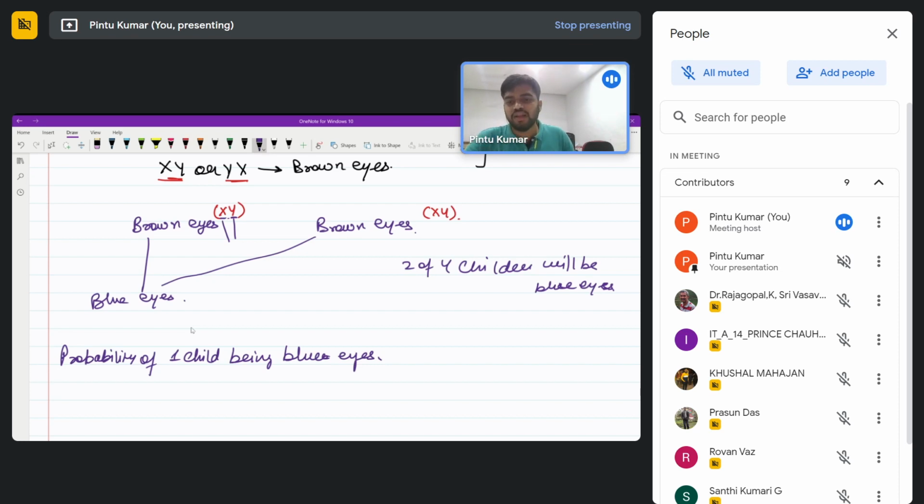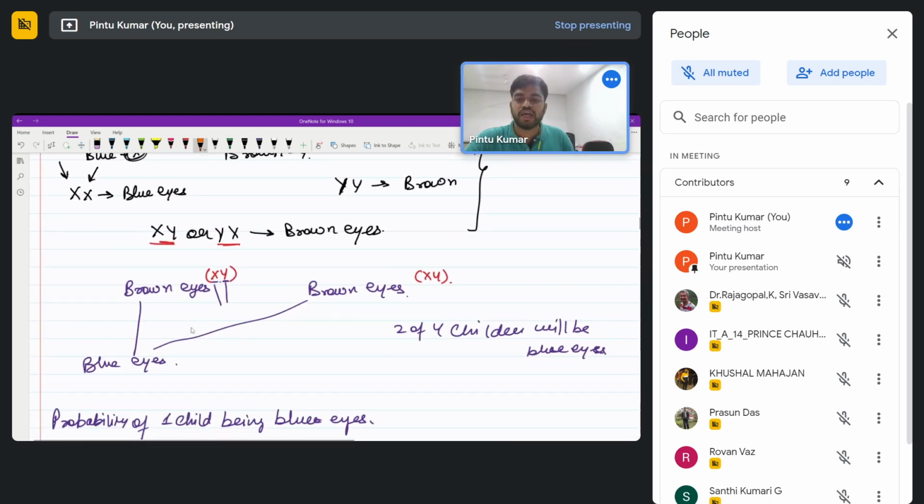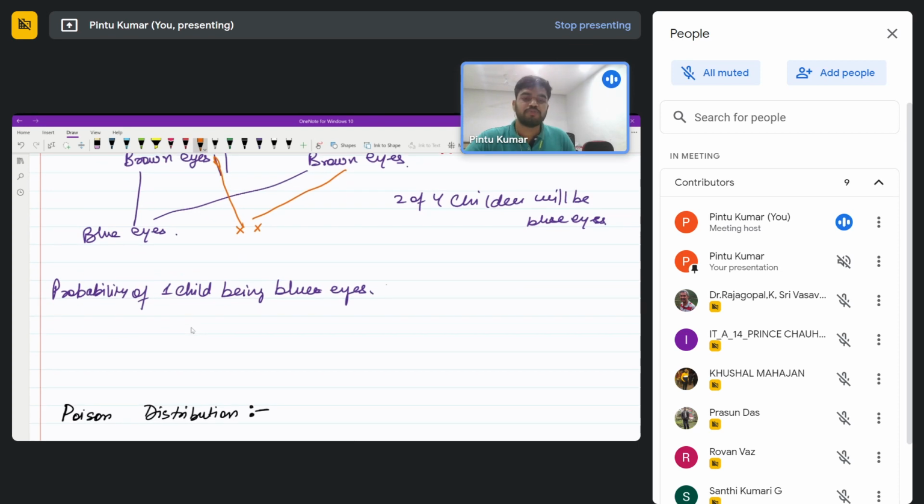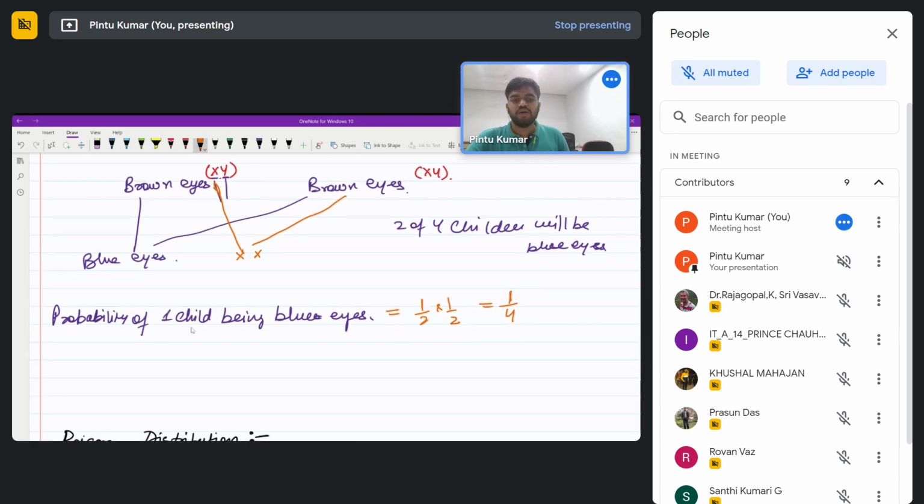So when will the parents have a blue-eyed child? When both of them transfer X. This parent transfers X and this parent also transfers X. That is possible with probability half into half, because both are independent events, and transferring X here is half, transferring X there is half. So the overall probability is 1 by 4. Now it becomes easy. The probability of one child being blue eyed is 1 by 4.